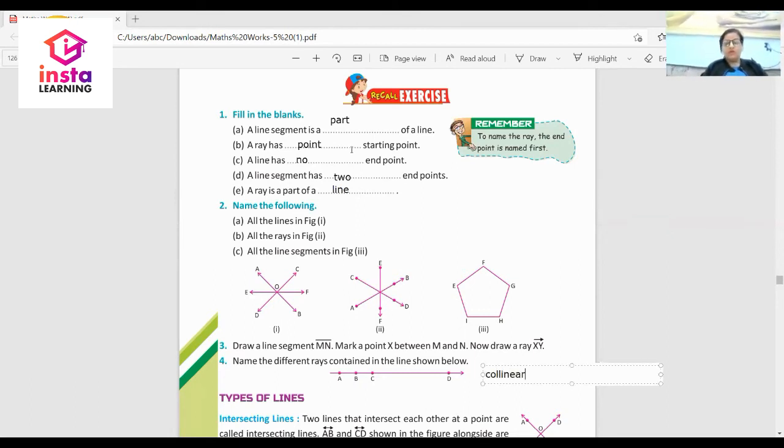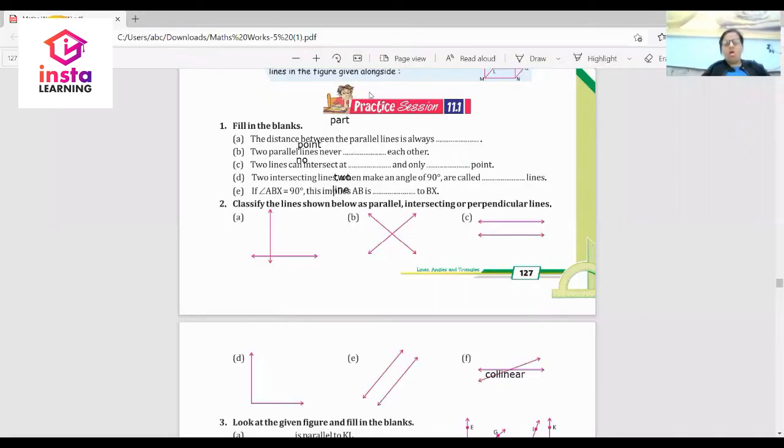Okay. Now we are going to learn about lines also. Now we are going to do exercise 11.1. The distance between parallel lines is always the same. Two parallel lines never meet each other because they are parallel, opposite to each other. Two lines can intersect at only 1 point. Two intersecting lines that make an angle of 90 degrees are called perpendicular lines. If the angle made is 90 degrees, it implies that AB is perpendicular to BX.